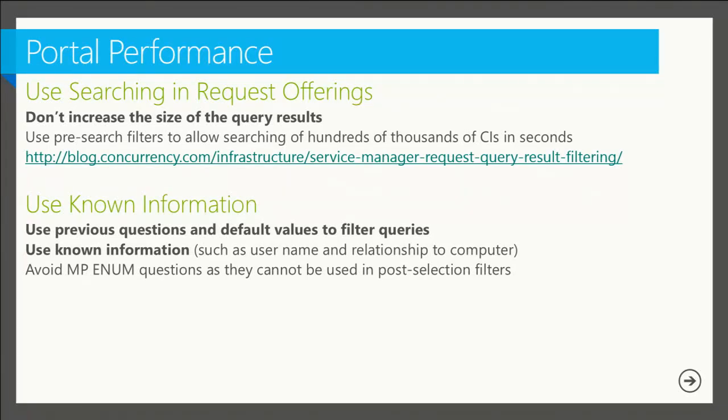Also, use previous questions to define filters, or use set known information to define filters. When I go to the portal, I know who I am because I logged in with Active Directory. Use my information to filter what I can get. That gives me a much more specific user experience and actually performs a ton better. Also, avoid using MP enum questions if you can, because they can't filter other things. So that's just something to keep in mind.